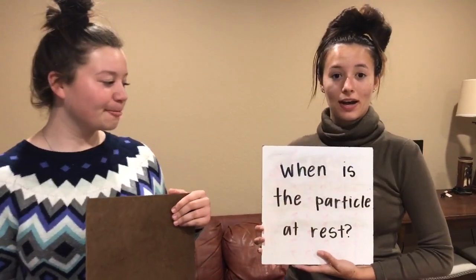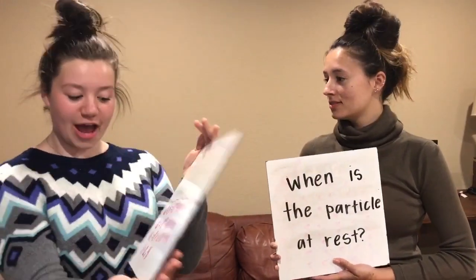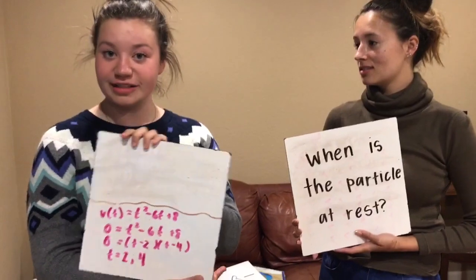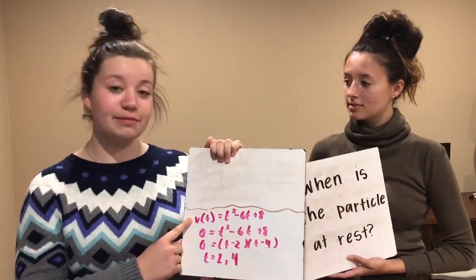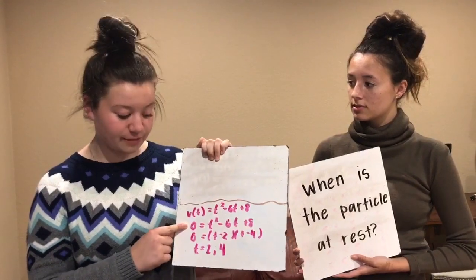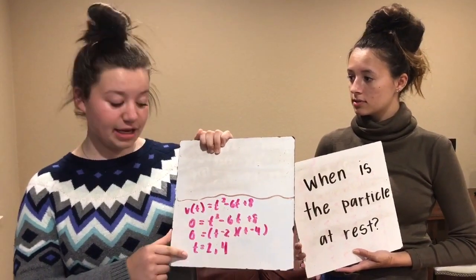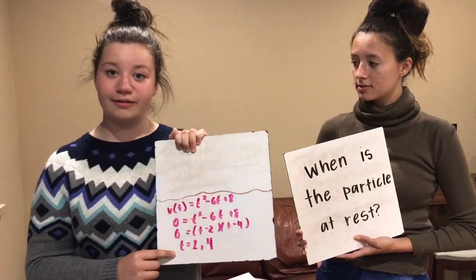Another main topic we have is when is the particle at rest? Gertrude? Okay, in order to find when the particle is at rest, we set the velocity function t squared minus 6t plus 8 equal to 0. And when we do that, we get t equals 2 and t equals 4.